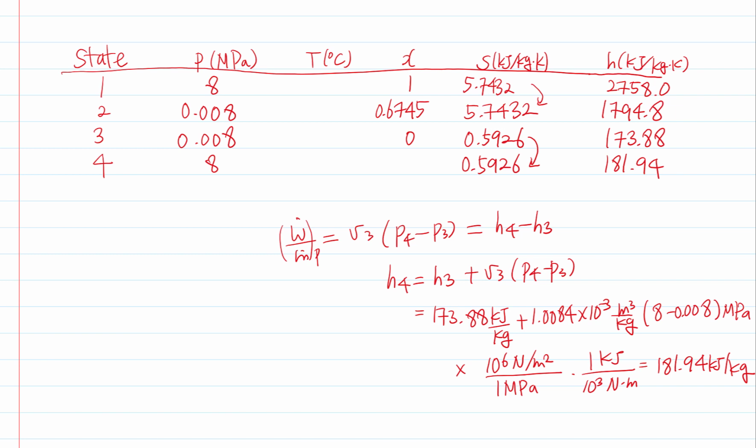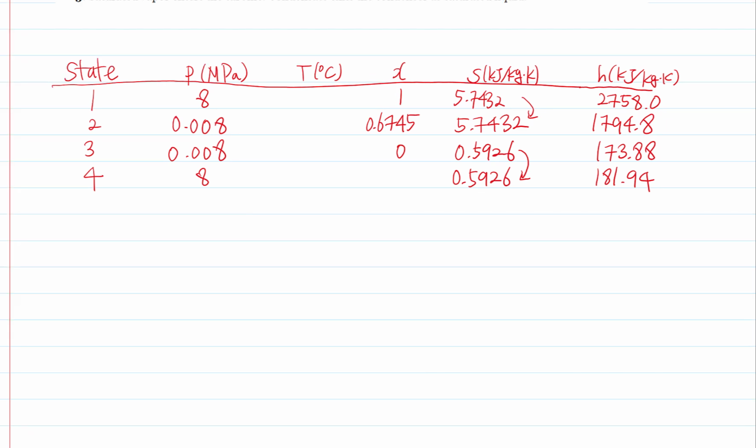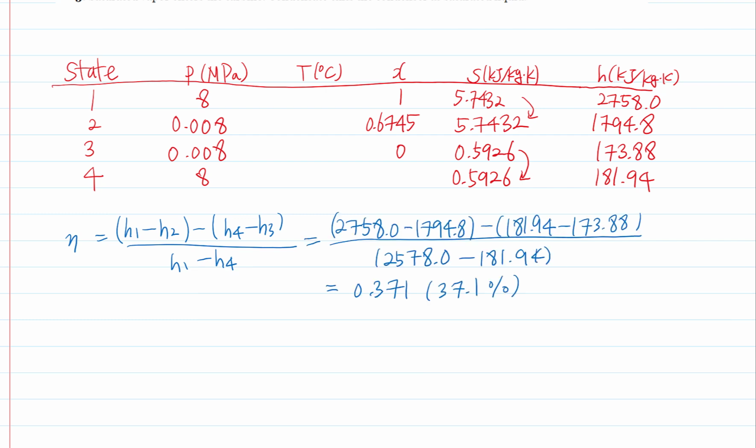So now we determine the enthalpy at each state. Now we are ready to solve the question. First, determine the thermal efficiency. Thermal efficiency of the Rankine cycle: H1 minus H2 minus H4 minus H3. Now we know the enthalpies at each state, so plug in the values. So the thermal efficiency of this cycle is 0.371 or 37.1%. The Rankine cycle is able to convert 37.1% of the heat input to net work.